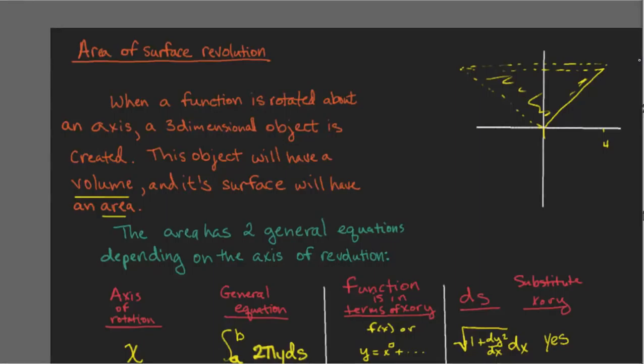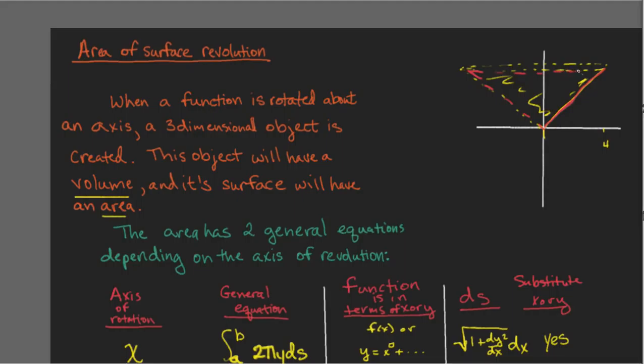Today we're going to look at the concept of area of surface revolution. Whenever you rotate a function about an axis, a three-dimensional object that has both a volume and an area is created. So I'm looking at this line y equals x, and when I rotate it about the y-axis, this line that I'm drawing right there between 1 and 4, I get this cone shape. And this cone shape has a volume, that's a separate video, but it also has a surface area.